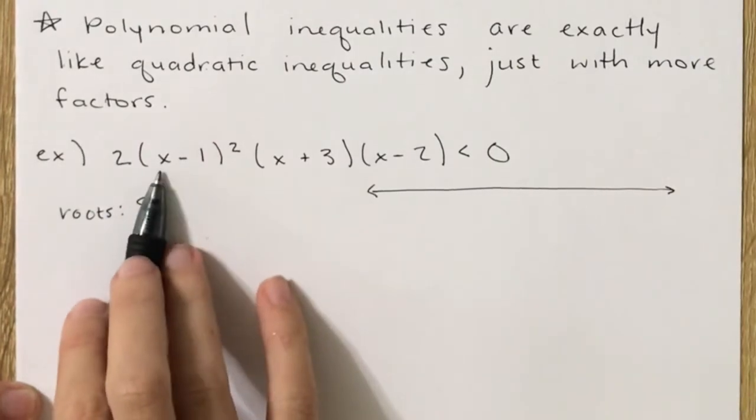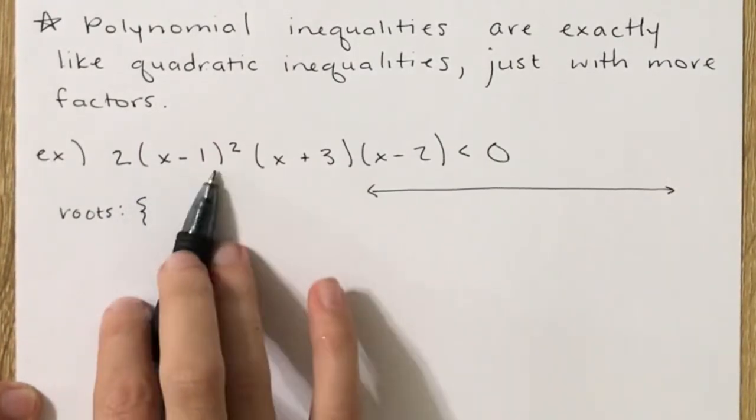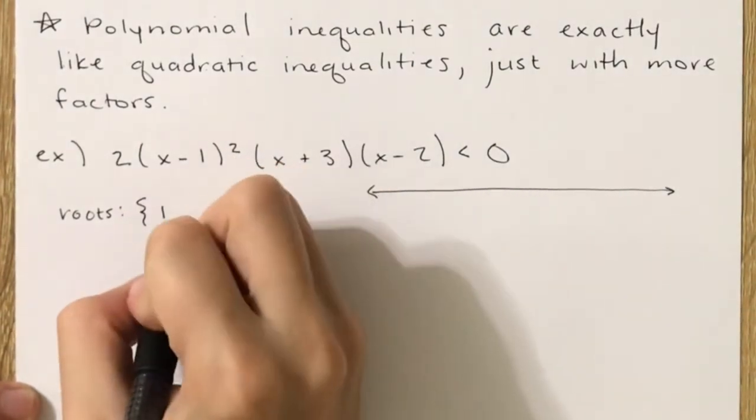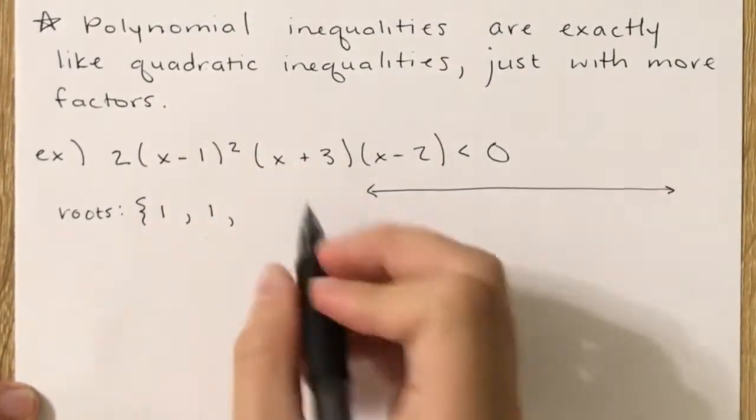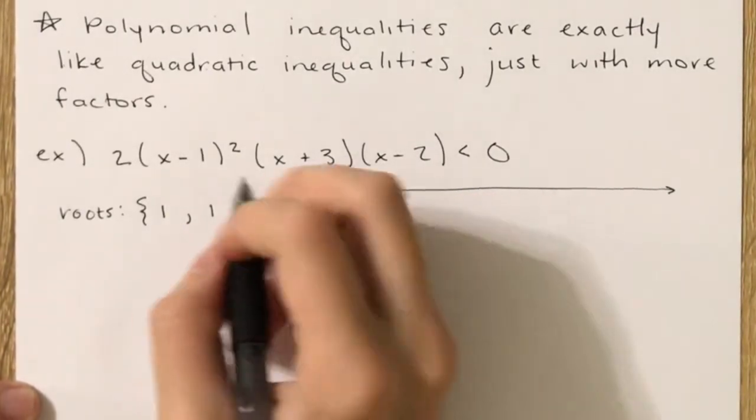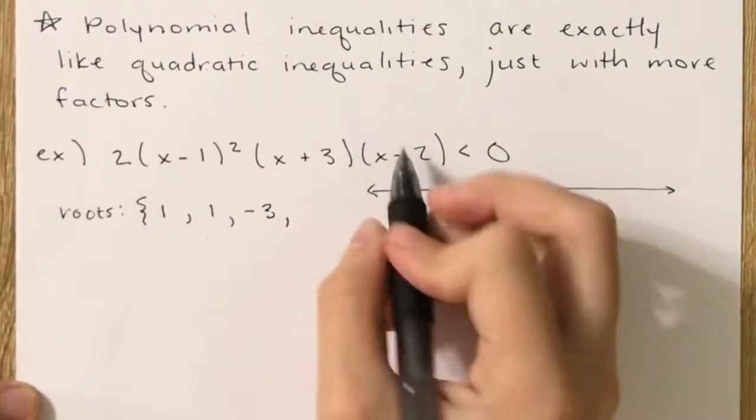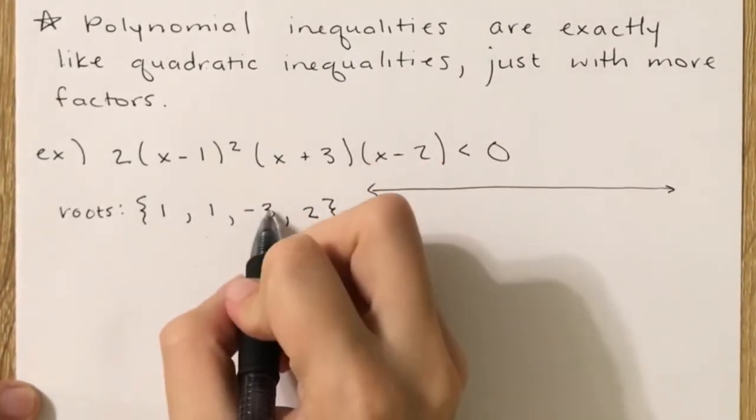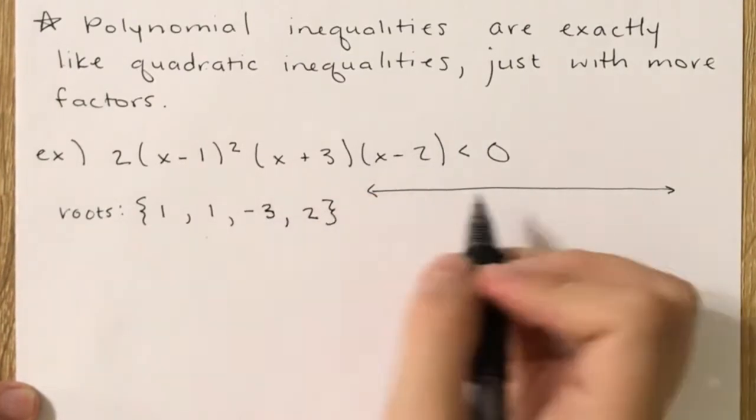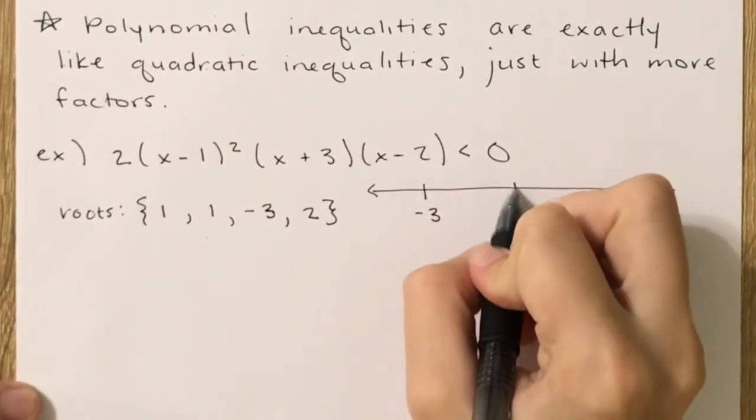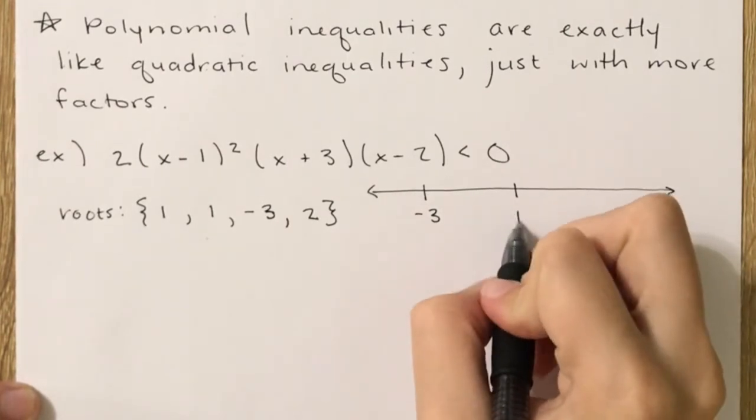This function has a root of 1, right? And it actually has 2 roots of 1, right? The multiplicity is 2 because we have that exponent of 2. So that shows up twice. Then we have a root of negative 3, and then a root of 2. Let's put these on the number line. Of course, we need to put them in increasing order. So negative 3 comes first over here. Then we have 1, and then 2.